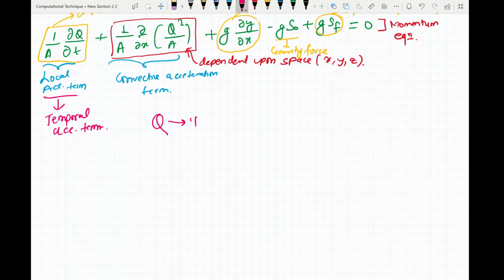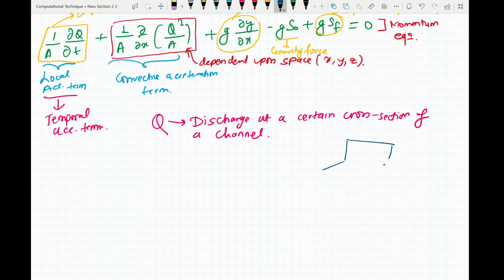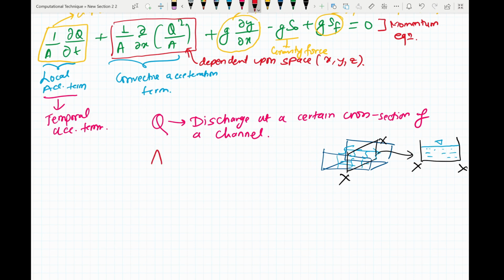Here, Q is the discharge at a certain cross section of a channel, like we did before. If this was a channel and you have water flowing, and at certain location x, if you take the cross section like this, you'll have water up to here which will be flowing. So this is a discharge flowing at this cross section x. Now A would be the cross sectional area which is this.